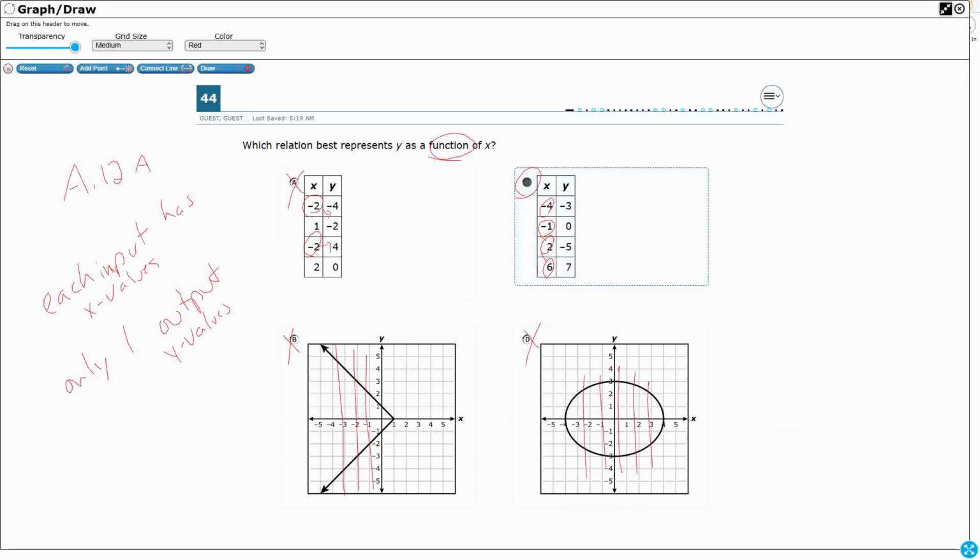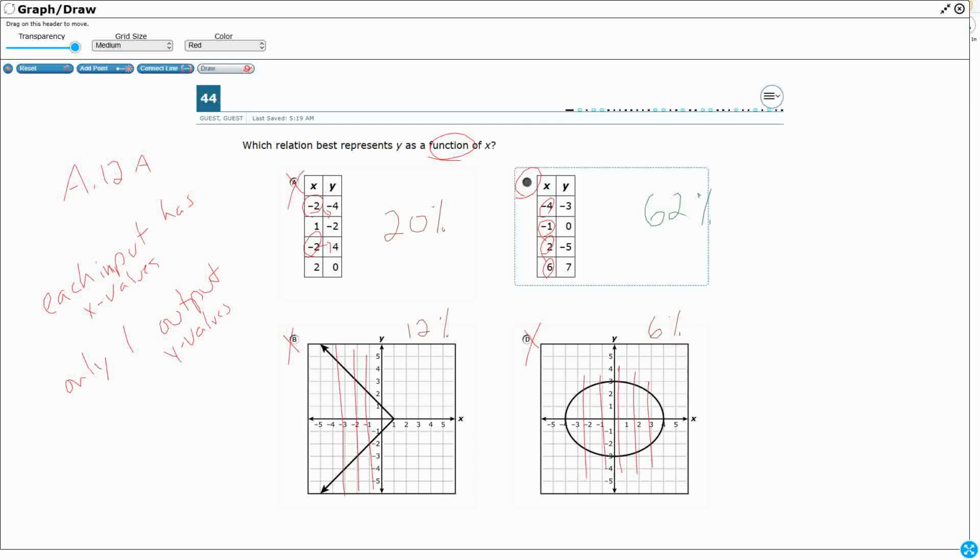And we did fairly well on that one. We had 62% get the correct answer, so that's above our threshold of 60%. We had 20% choose A, probably because B and D were immediately eliminated because of the vertical line test, though that's obviously not helpful when you're looking at a table of values or even a mapping. So the vertical line test is only helpful when you graph it.